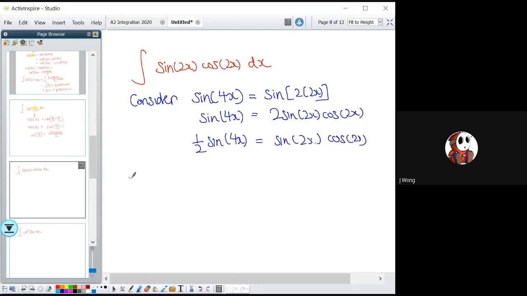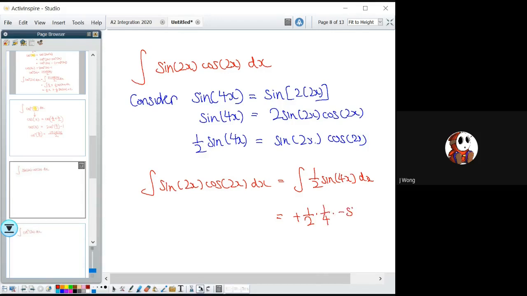Okay, so the integral of sine 2x cos 2x will again change, using the double angle formula, into just the integral of a half sine 4x. Now, as you can see, after the transformation, it is easy. We can just recognize the form that we will obtain, which is minus cos of 4x, and I divide by the coefficient of x, and finish the question, which will be a half times a quarter times minus cos of 4x, and that will be it.